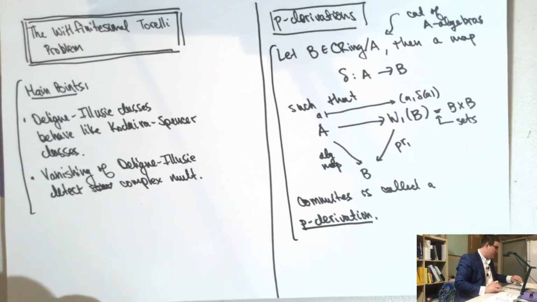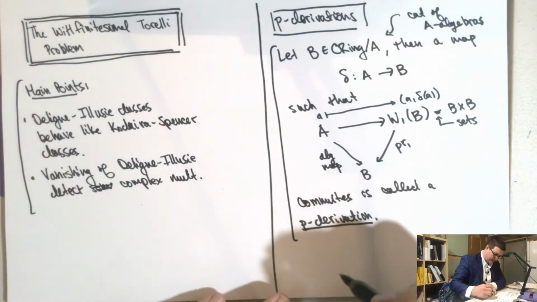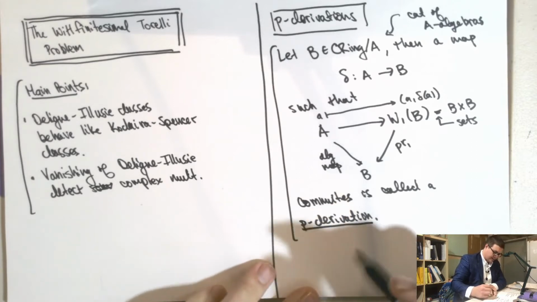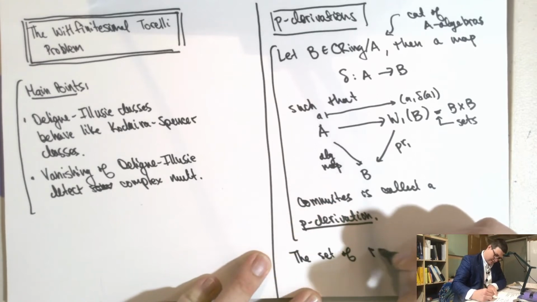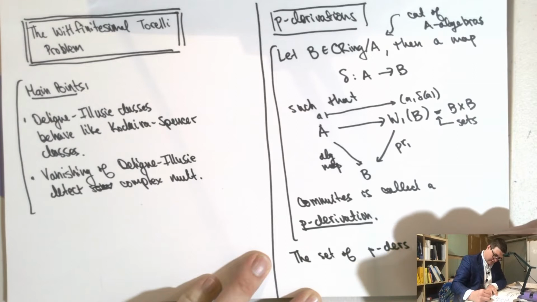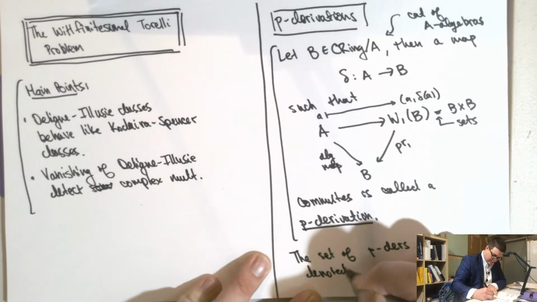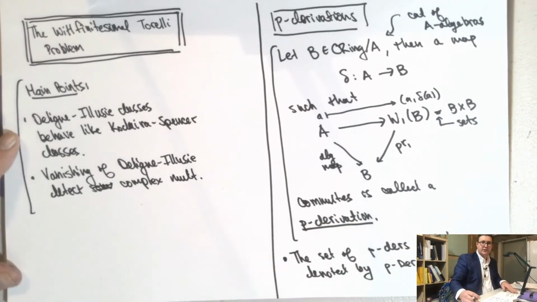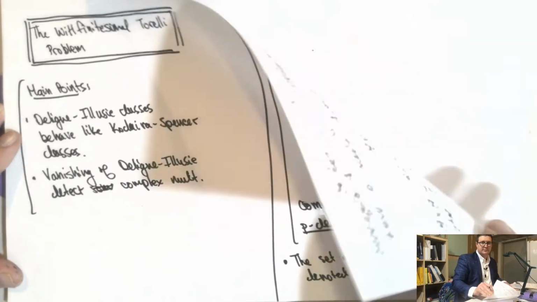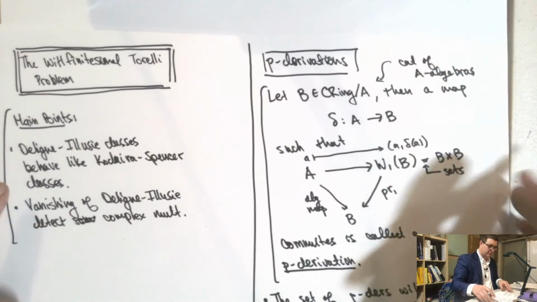So do I need any notation? Maybe the set of p-derivations will be denoted by p-derivations from A to B. Okay, so this is a little notational thing.